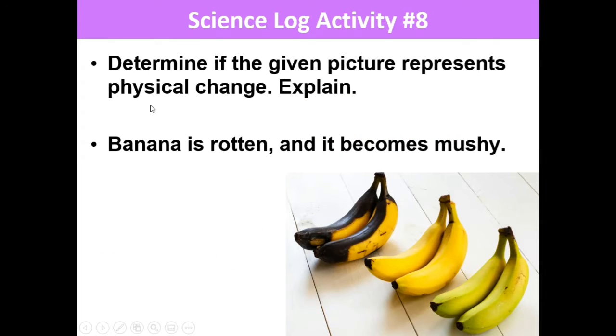All right, Science 7, let's do something very similar. This is now Science Log Activity number 8. I want you to do the same process except the example changes: banana is rotten and it becomes mushy. I want you to look at this and connect with our previous idea, and let's write down if this is evidence of physical change or not. Pause this video, work on it, and reactivate.